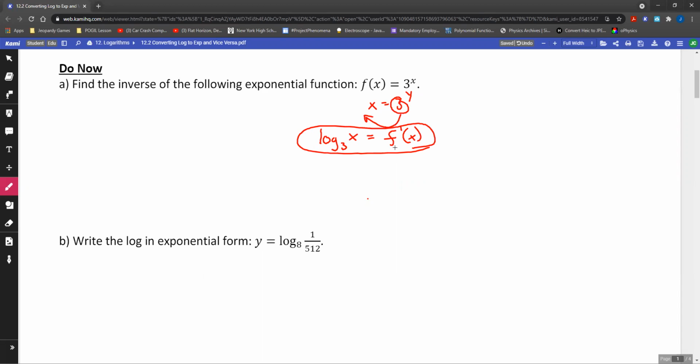Part B, write the log given in exponential form. So I'm going to take the base 8, move it over so it's the base with the y. Drop the log, and I'm left with 1 over 512. Okay.